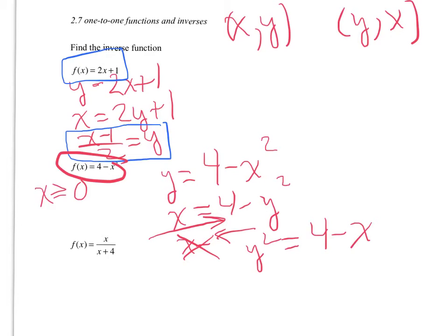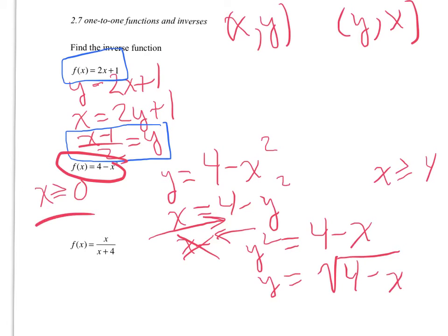Now, as long as x is less than or equal to 4, I will get a positive value for 4 minus x, and then I can say that y is equal to the square root of 4 minus x. I'm going to use the positive square root because my y has to be greater than or equal to 0 as well, since my x is greater than or equal to 0 over here.